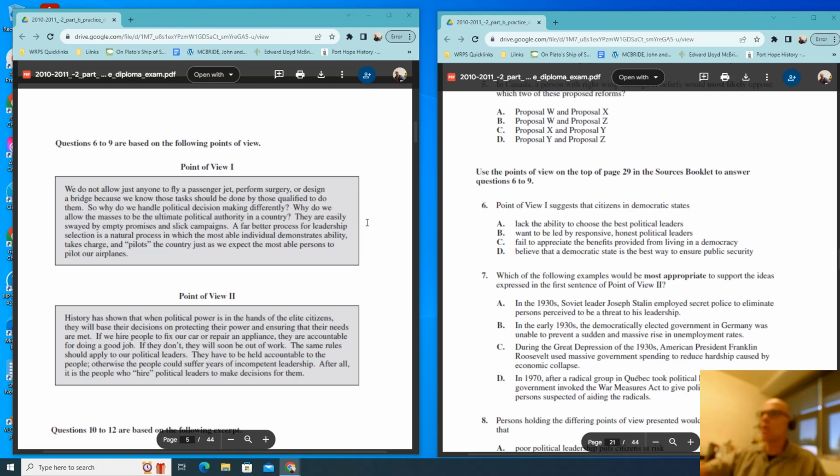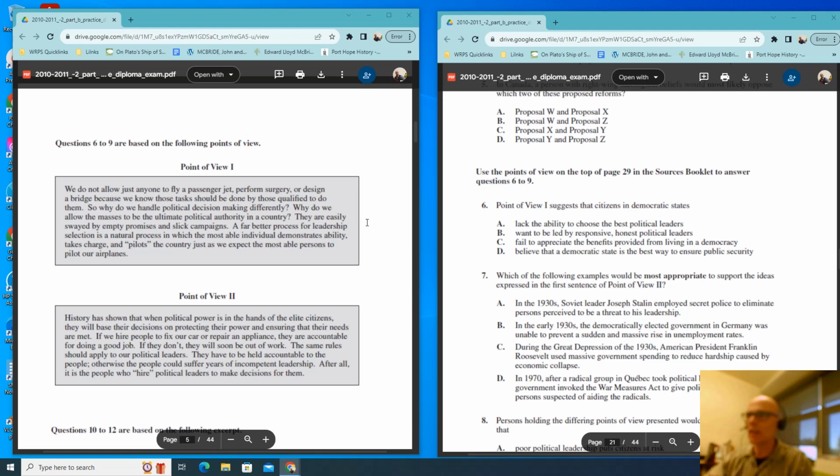So point of view one suggests that we don't want a democracy. We want some kind of meritocracy, some kind of authoritarian state where the best lead us, like Plato and his philosopher kings. And they are arguing that we make bad choices because of empty promises and slick campaigns.